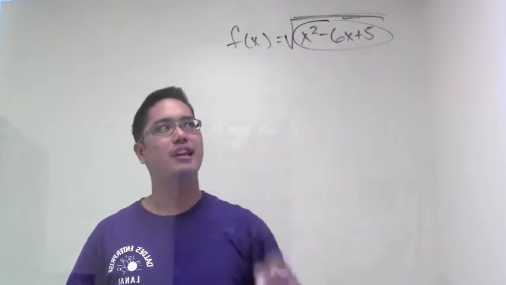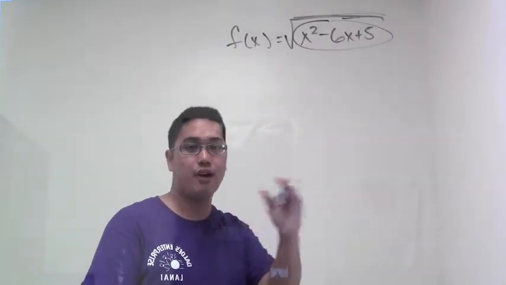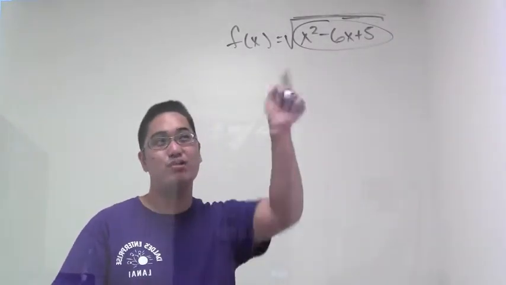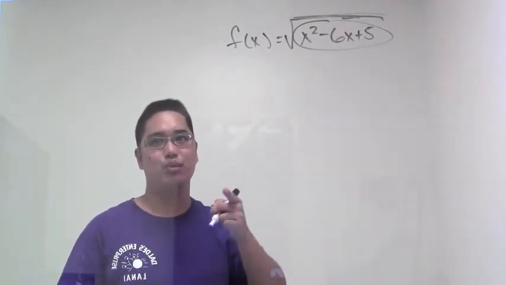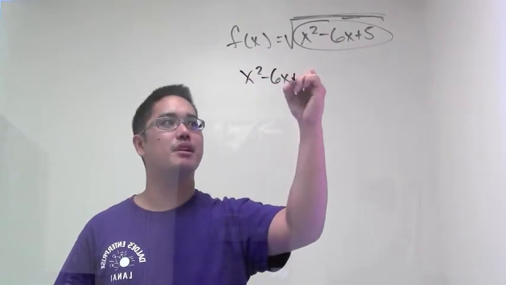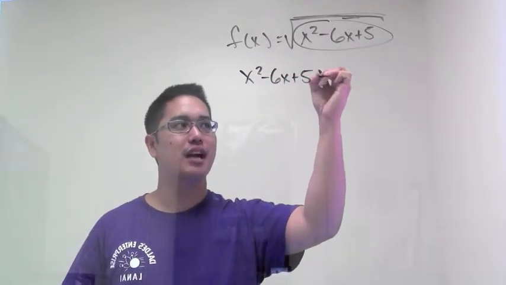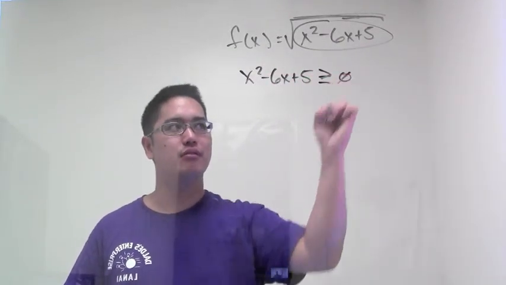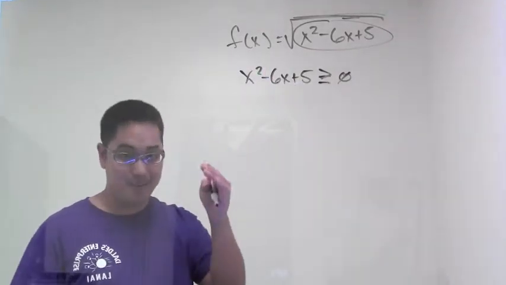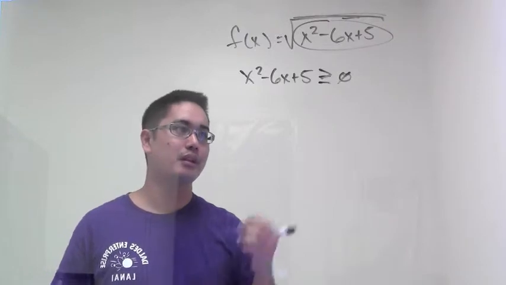Alright, I'm going to circle that on the inside because I don't have a fraction, so I don't have to worry about it being not equal to 0. But what I do have to worry about is it being equal to a negative number. So I say that x squared minus 6x plus 5 has to be bigger than or equal to 0. I just take whatever I circled inside of that square root and set it bigger than or equal to 0.